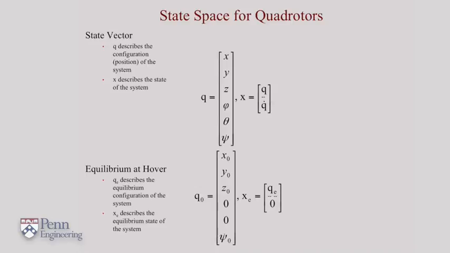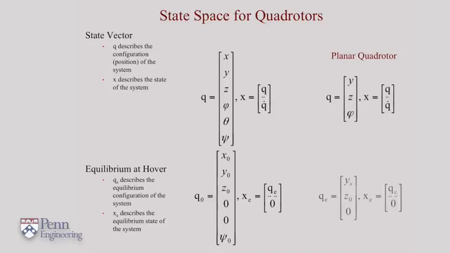If I write it down in terms of a state space vector, you have the equilibrium configuration Q sub E, and you have a 0 velocity vector, and that gives you a 12-dimensional vector where the bottom 6 elements are all 0. Similarly, for planar quadrotors, you have a 3-dimensional configuration space, a six-dimensional state space, and an equilibrium configuration and an equilibrium state that can be similarly defined.